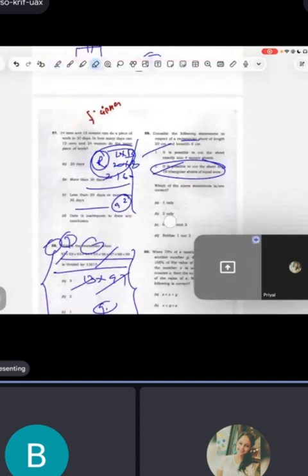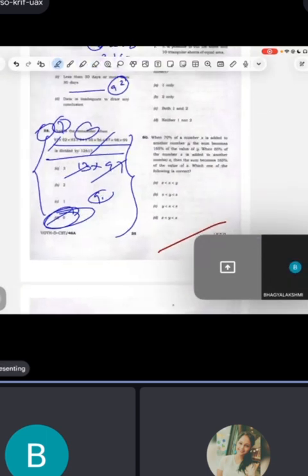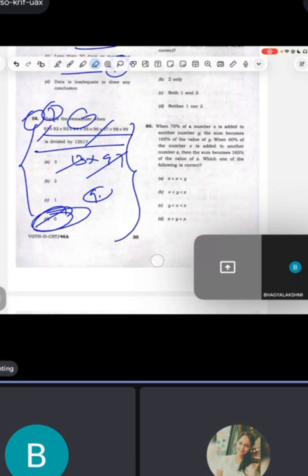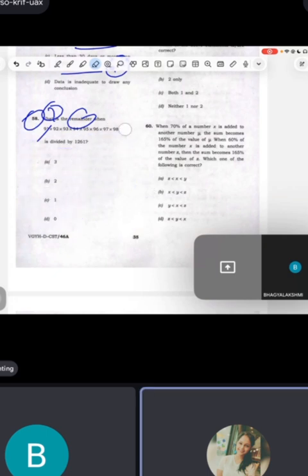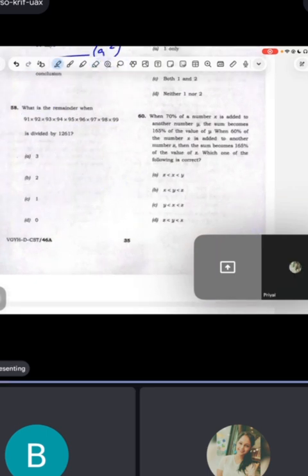Bhagya, any doubt? No. Poor girl. Priyal, do you have any? No, Priyal, you, Manish, have it? Yes. So Priyal, read this last question.